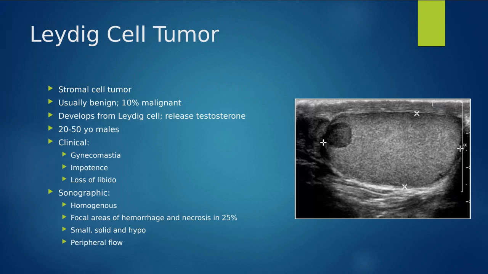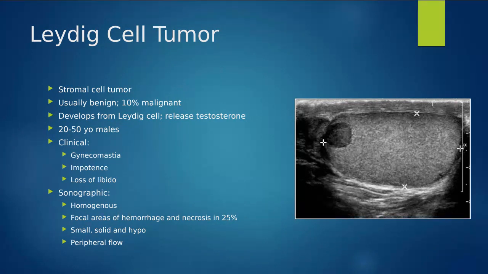Next, we're getting into our non-germ cell tumors. We have our stromal cell tumor. This is a Leydig cell tumor. These are usually going to be benign, but 10% of them can be malignant. So again, we're not going to ignore them. This is going to develop from the Leydig cells. Again, very primitive cell of the reproductive system. They are responsible for releasing testosterone. It's going to occur in males 20 to 50 years old.